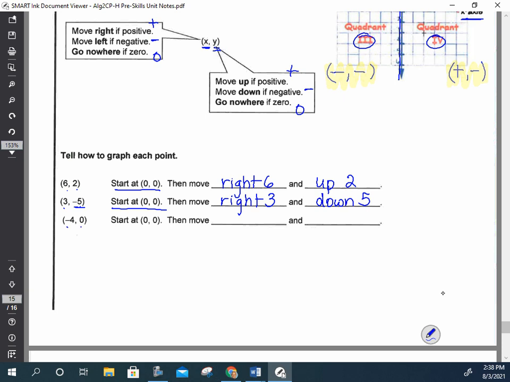Then lastly, -4, 0. Start at 0, 0. Since the first number is -4, you would go to the left 4. But since the second number is 0, you would go nowhere else. You would just stay there. Go to the left 4 and then just stay there. So if you can identify what you're doing, then obviously you can plot the points.